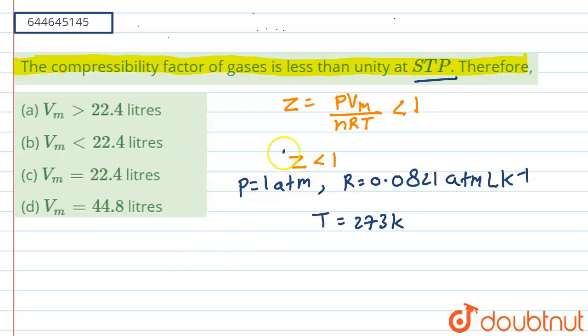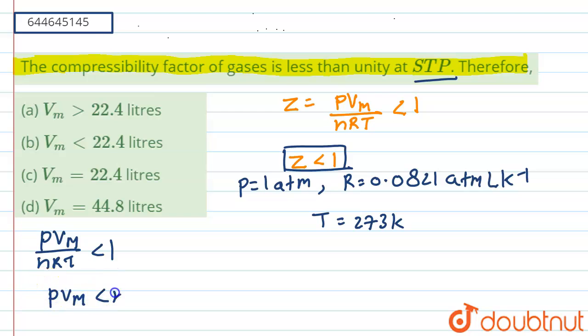Now, by this inequality you can see here, you can write it as P V_m is less than nRT, because I have shifted this nRT to the other side of the inequality. What I'm trying to say is that I can write it more clearly: here P V_m by nRT is less than 1. So our P V_m will be less than n times RT.